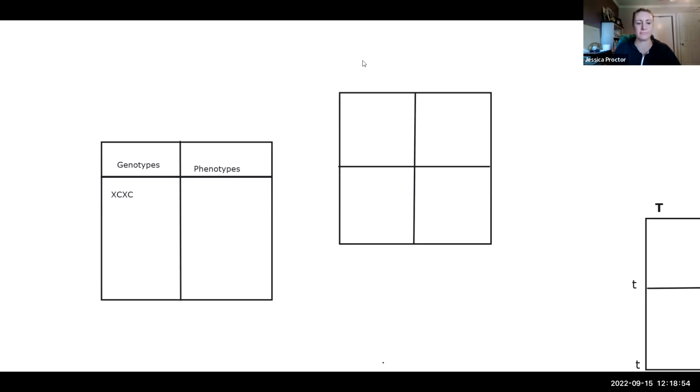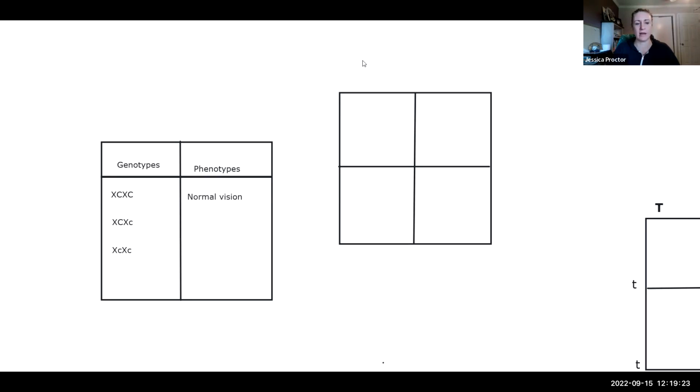She could have a dominant allele on one X chromosome and a recessive on the other, like this. Or her third possibility, she could have a recessive allele on both of her X chromosomes. So it would look like this. So if that female has a dominant C on both of her X chromosomes, then that means that she has completely normal color vision. We'll just put normal vision for short.